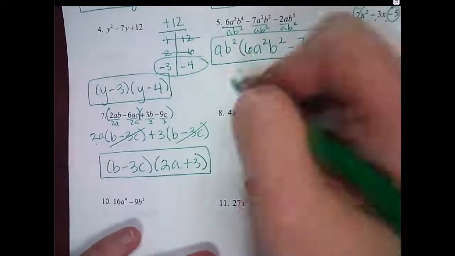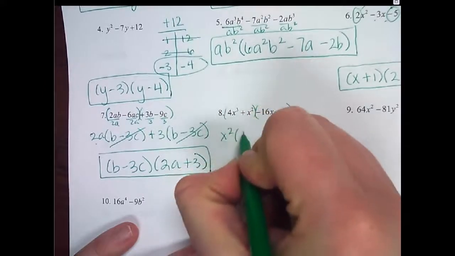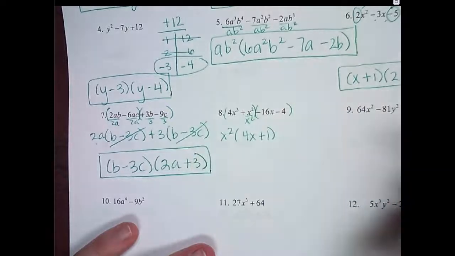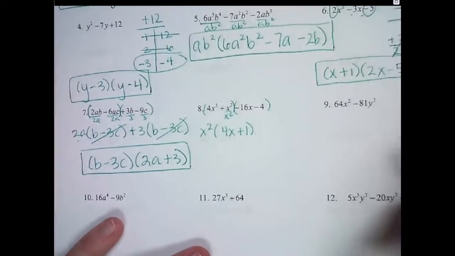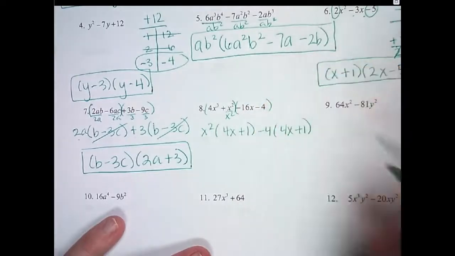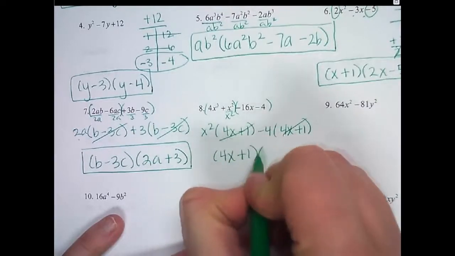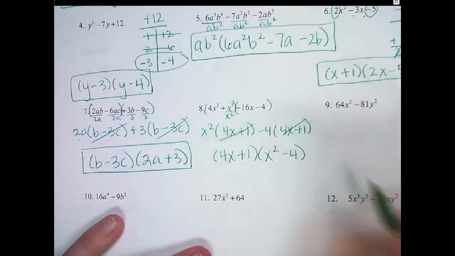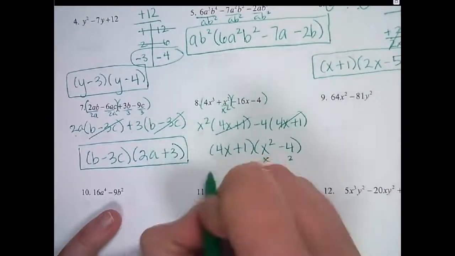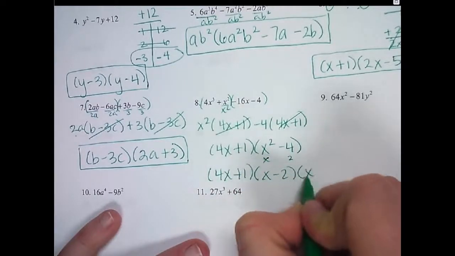Number 8, also 4 terms. So let's see, I can take out an x squared, and I'm left with 4x plus 1. So remember, here again, I have x squared. They don't just go away and it's 0. You divide it. And then I'm going to take out a -4. So I get 4x plus 1. I take out that common part, 4x plus 1, and here's my leftovers, x squared minus 4. And I notice that this is a difference of two squares, x and 2. So I have 4x plus 1, and then x minus 2, x plus 2.